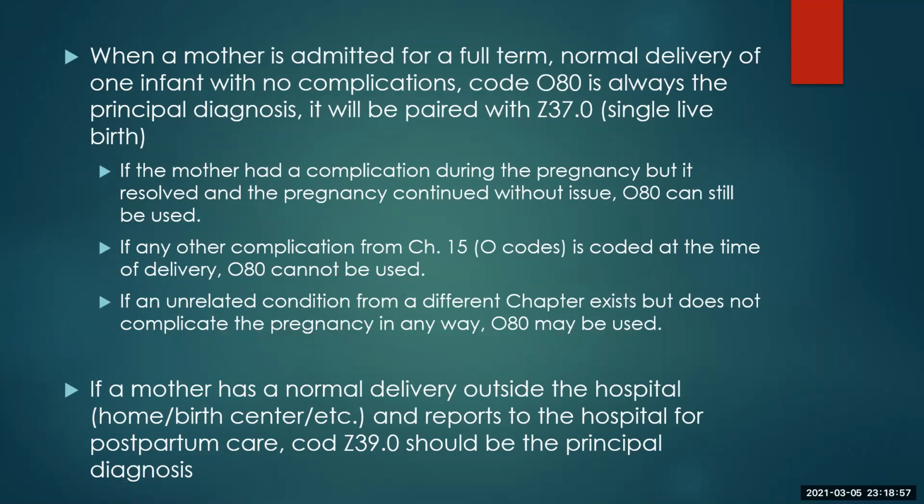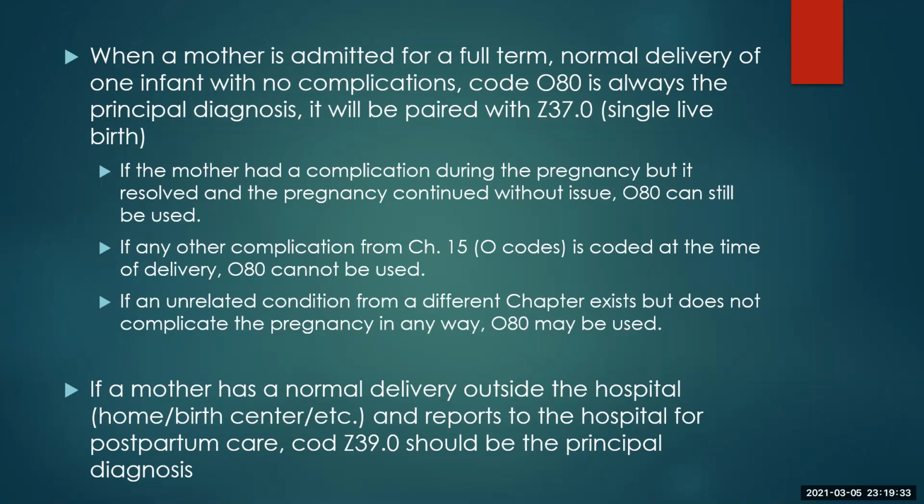Okay, so the easiest, most simple delivery that you're going to code is going to be a full-term normal vaginal delivery, no complications. Easy peasy, right? At least easy to code. And so that is going to be O80, and that's always going to be the principal diagnosis, and it will be paired with Z37.0, and that's single live birth. So there's no complications, no tearing, nothing like that is going on. Those two codes are going to go together, and that's going to be O80 and Z37.0.